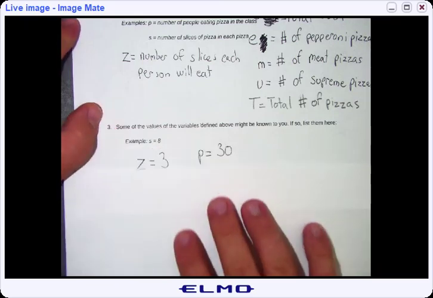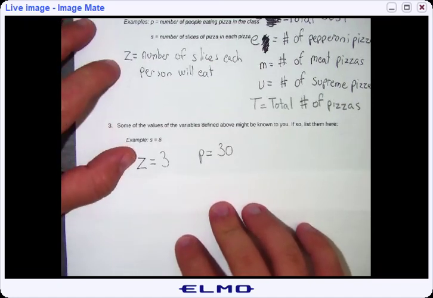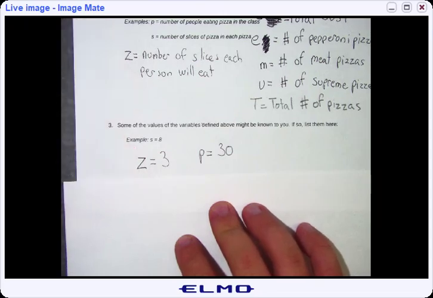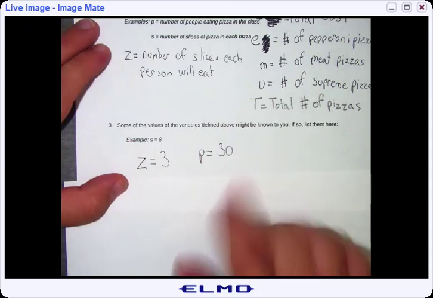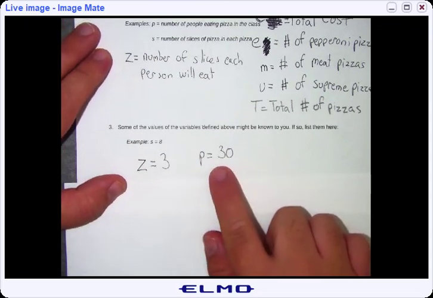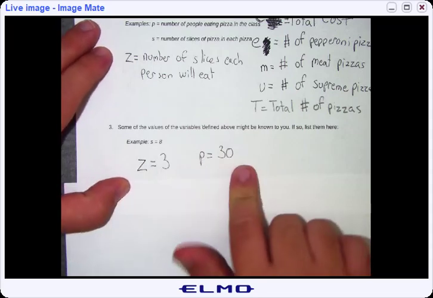I came up with some of my own, right? So I said for Z, for the number of slices each person will get, we'll say Z is equal to 3, right? So that means that each person will get 3 slices of pizza. And let's say that we already know how many people are going to be in our class. We'll say that there's going to be 30 people eating pizza in our class. So that's what P equals 30 means.